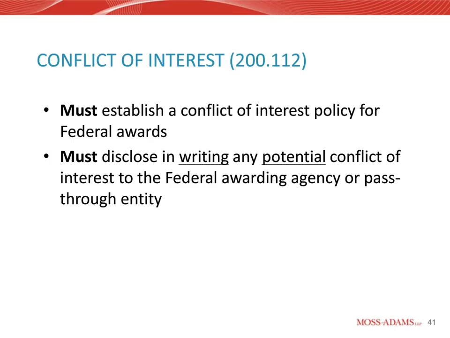Next is Section 200.112, Conflict of Interest, whereby the federal awarding agency must establish a conflict of interest policy for all of their federal awards. The non-federal entity must then disclose in writing any potential conflicts of interest to the federal awarding agency or pass-through entity in accordance with the applicable federal awarding agency policy.